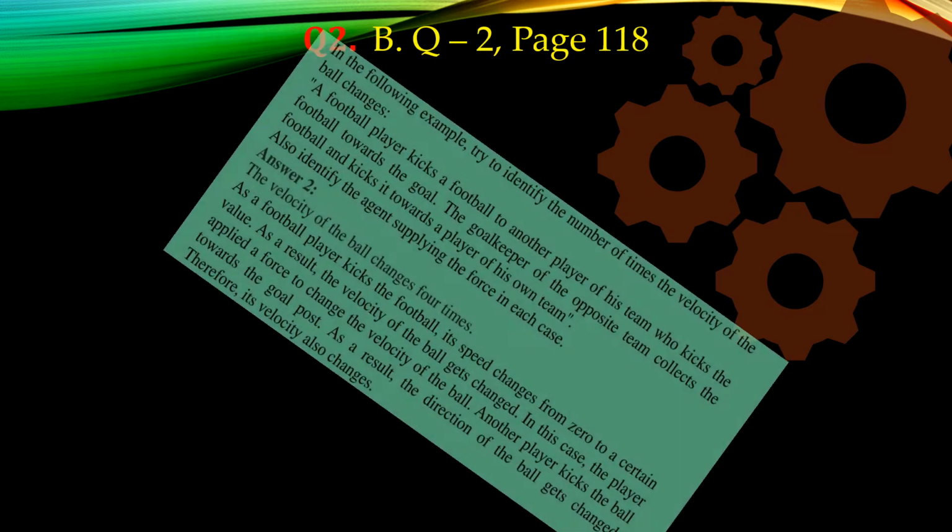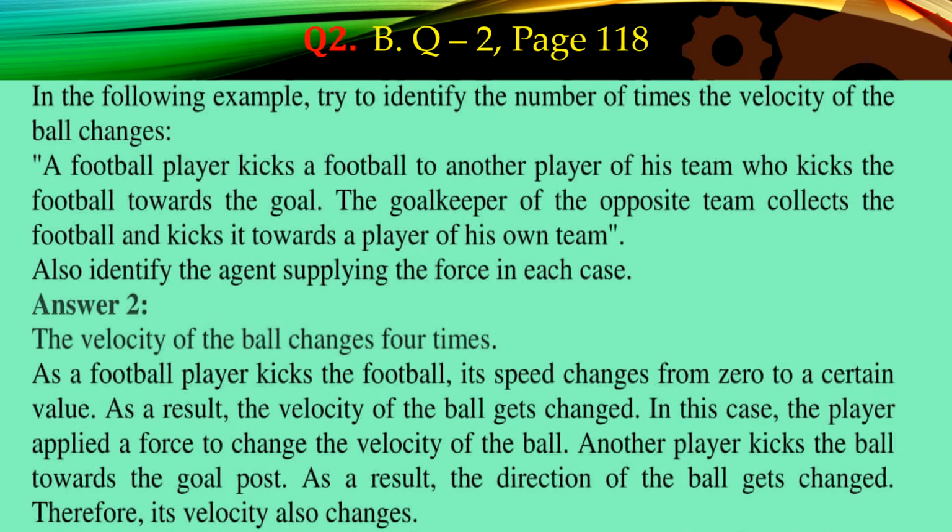Let's see the second question given on the same page. In the following example, try to identify the number of times the velocity of the ball changes. A football player kicks a football to another player of his team who kicks the football towards the goal. The goalkeeper of the opposite team collects the football and kicks it towards a player of his own team. Also, identify the agent supplying the force in each case. You all are familiar with the game of football.